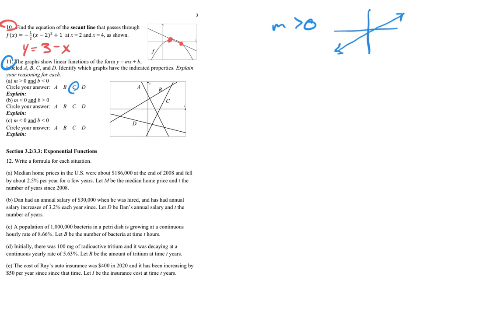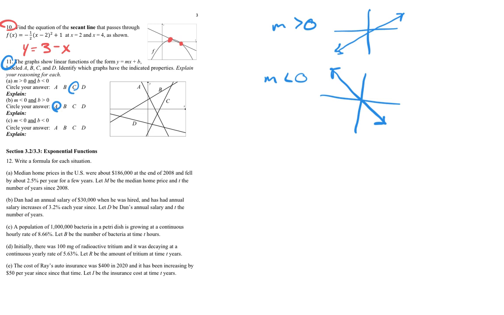Then for part B, we have a negative slope and a positive y-intercept. If we have a negative slope, we should expect our graph to look something maybe like this. So that leaves us with just A and D. Then between those, which one has a positive y-intercept? The one with the positive y-intercept is going to be A.